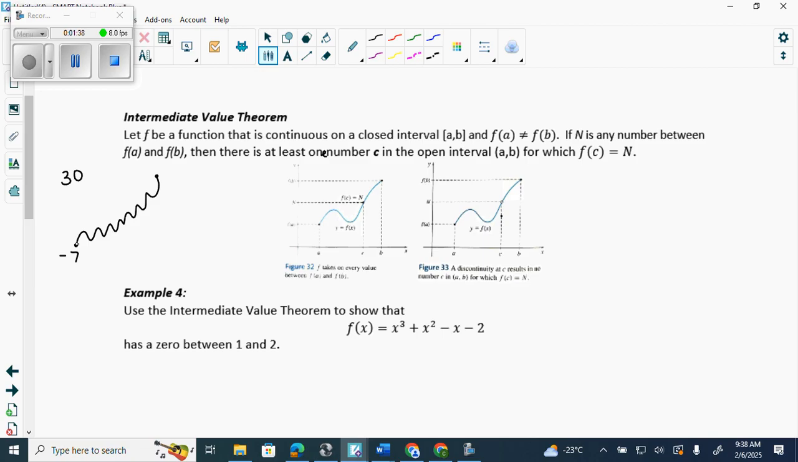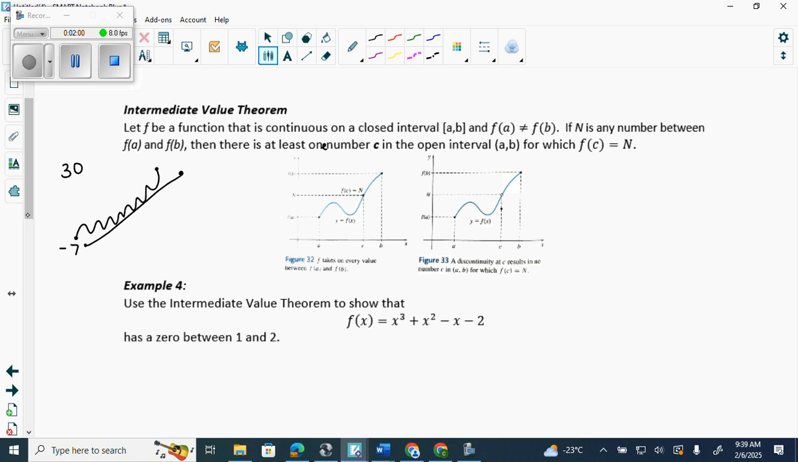Correct? That's just knowledge. That's what the intermediate value theorem states, but that's just general knowledge. If I have a continuous function from -7 to 30, every y value exists between -7 and 30 because it's continuous. So it could look like that. It could be a direct line. Correct? But every y value between -7 and 30 exists. That's what it's saying. Okay?